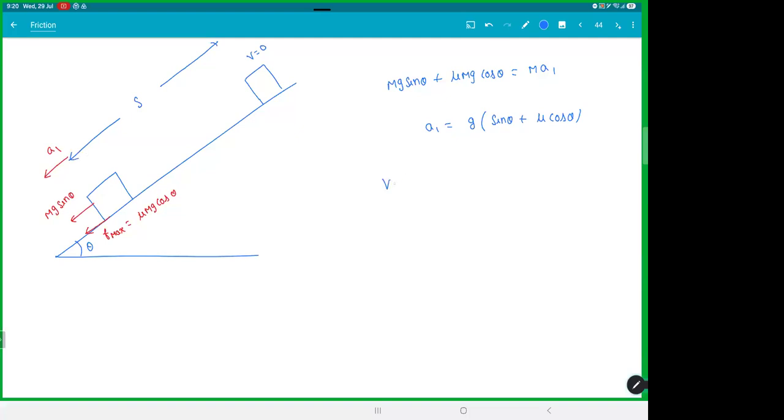First thing we can get the time. V is equal to u plus at. V is 0, u is initially u, and this is minus a1 into time t. This is your time of ascent. And what about the distance traveled? V square minus u square is 2as. Final velocity is 0, so this is minus u square equals 2 a1 s. You will see why you require the distance traveled. S is equal to u square by 2 a1. This is the first part of the question.